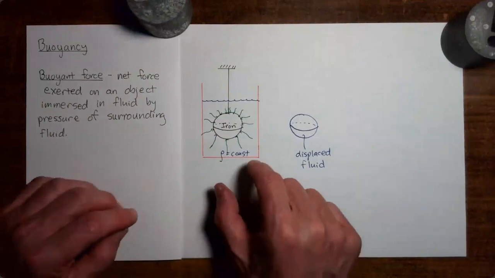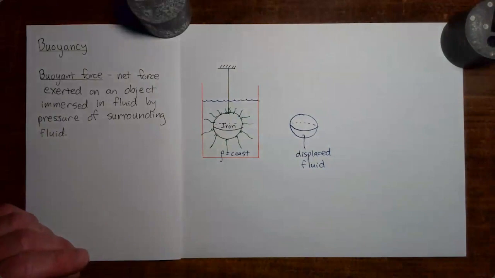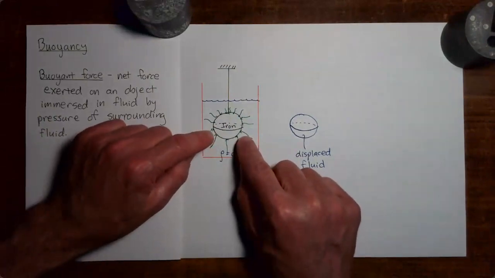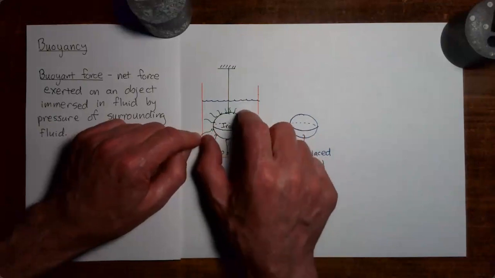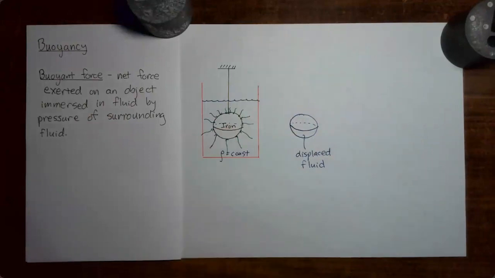So here's what we're going to do. We're going to imagine that we can grab that iron sphere and pull it out of the liquid really fast, leaving a hole behind. And into that hole that was left behind when we extracted the iron sphere, we're going to slap in the displaced fluid.